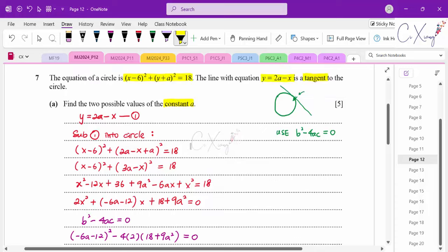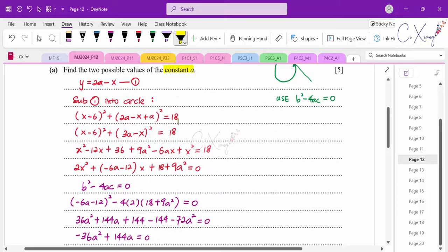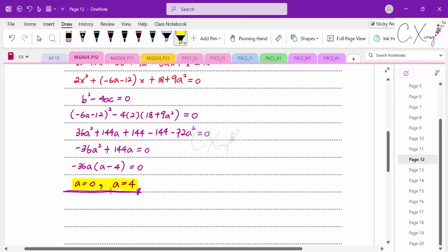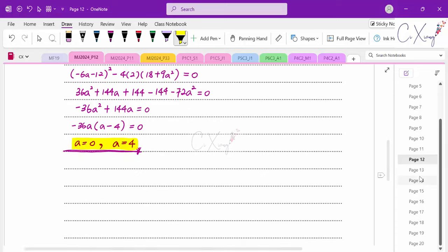Yeah, so these are the two values of a, because here they did tell you to find the two possible values of the constant a. So the 0 shouldn't be ignored. You have to keep both values as the answer. Alright, then let's continue to part B.